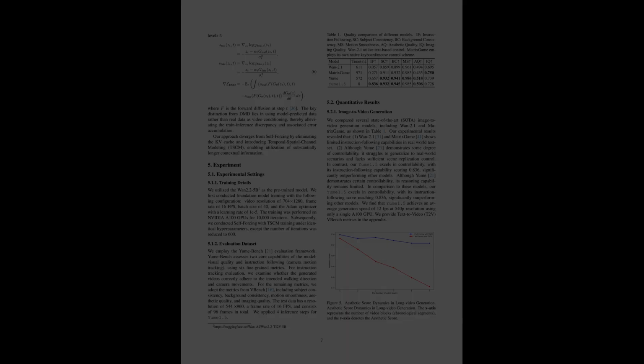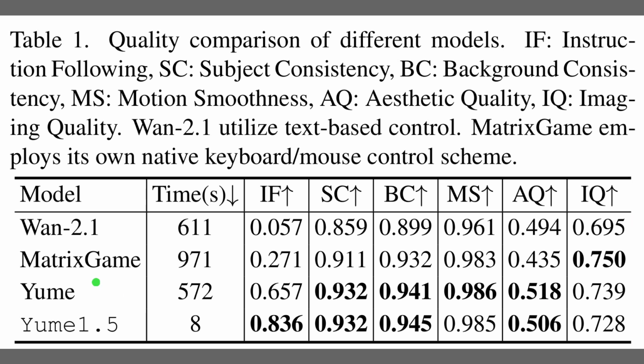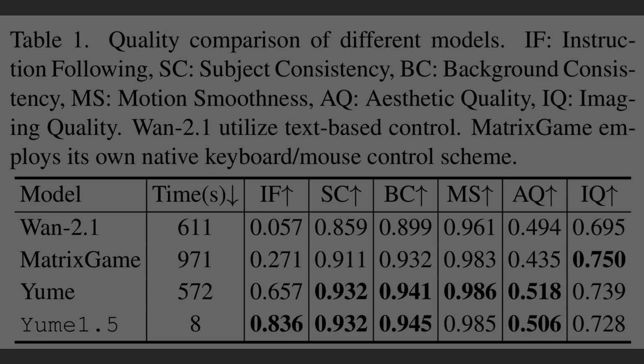Table 1 shows that the main win is controllability without sacrificing overall video quality. This table reports Yume bench metrics, where instruction following measures whether the camera and walking actions match the intended controls. The instruction following column shows Yume 1.5 leading the group. The time column also drops sharply for Yume 1.5, which fits the few step sampling goal for real-time exploration.